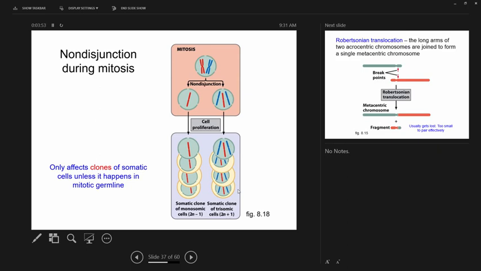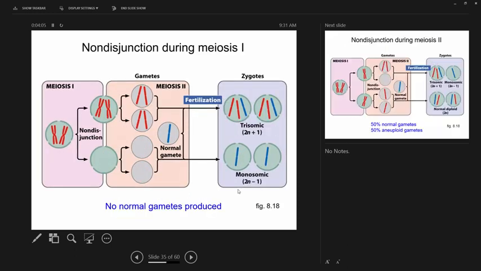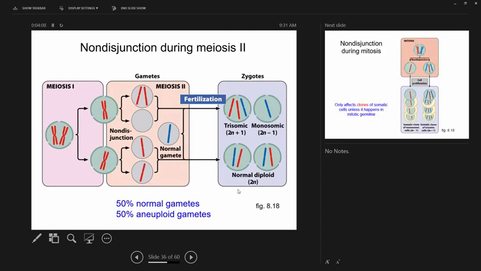Talked about this last time. Non-disjunction during mitosis. So non-disjunction can happen during mitosis, but unlike non-disjunction in meiosis, so in either meiosis 1 or meiosis 2, the cell that is affected, here a trisomic cell and a monosomic cell, those are the zygotes. So every cell in that organism will have that same defect.